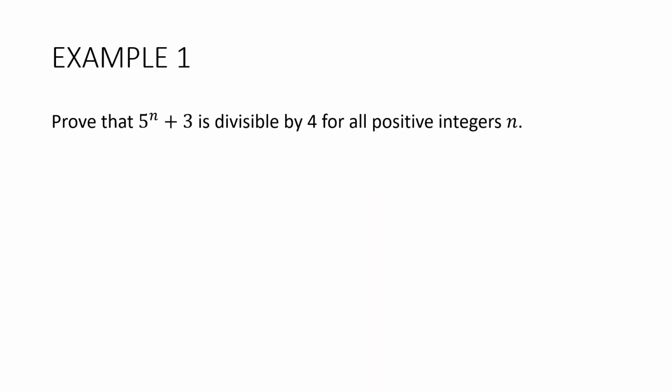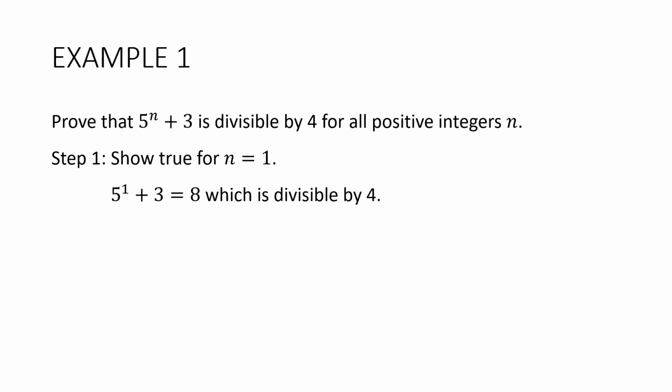Here's our first example. Prove that 5 to the power of n plus 3 is divisible by 4 for all positive integers n. So we're going to follow the same procedure. Step 1, show that it's true for n equals 1. Now this time we don't have a left-hand side, right-hand side. I'm just going to substitute 1 in for n. So 5 to the power of 1 plus 3 is 8, and that is divisible by 4, so it is true for n equals 1.